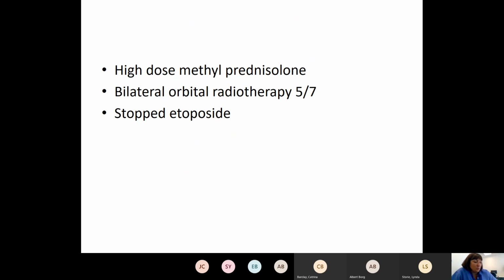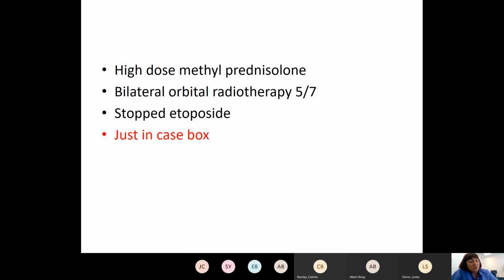We stopped her etoposide. She had myelosuppression and was needing bone marrow and blood product support. So we decided it was clear disease was progressing and it didn't merit continuing on this any longer.